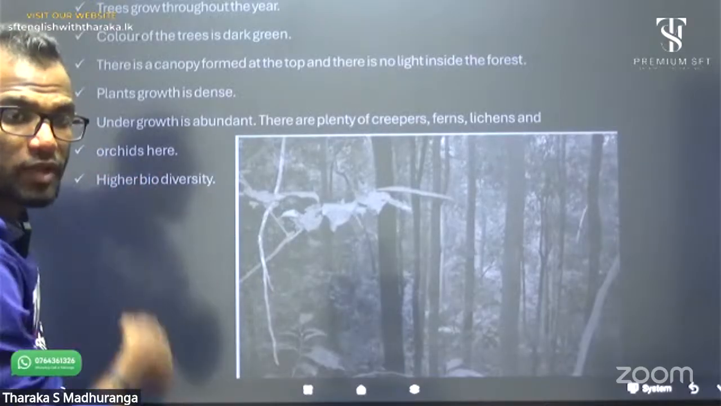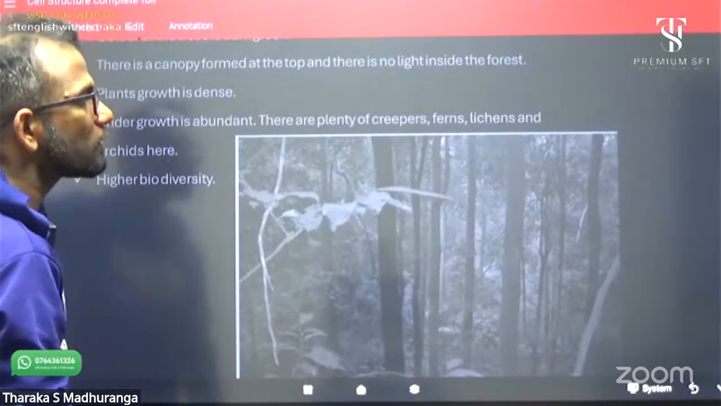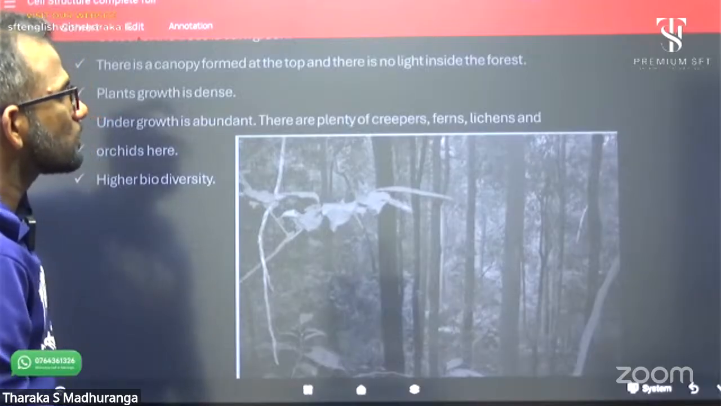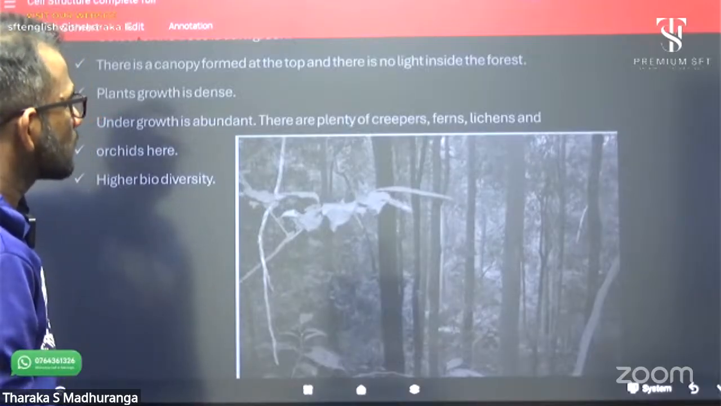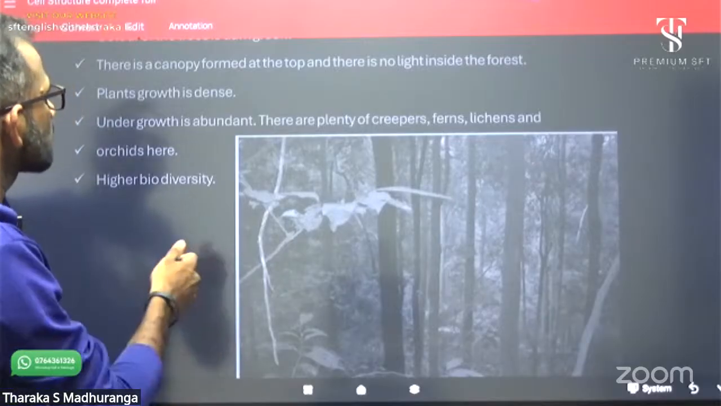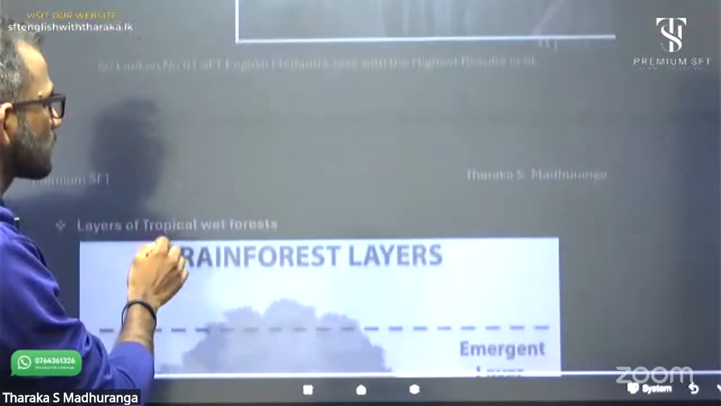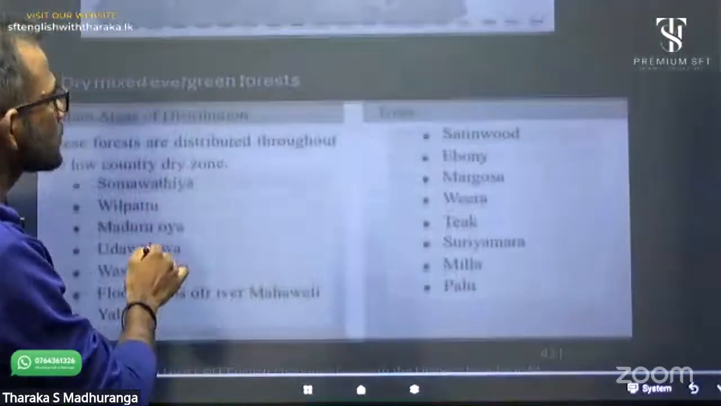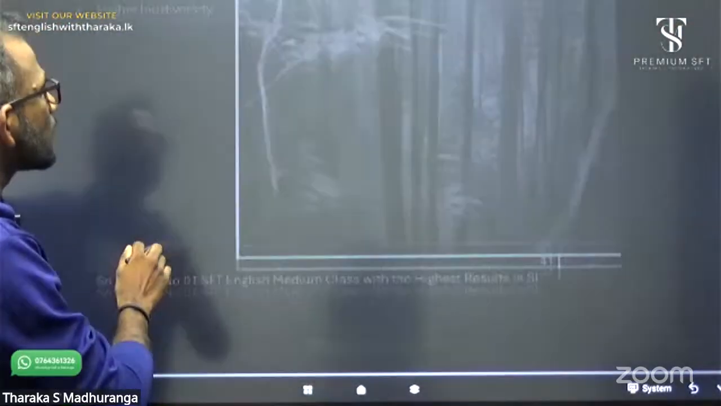And higher biodiversity, yes, comparatively high biodiversity, very rich in biodiversity.